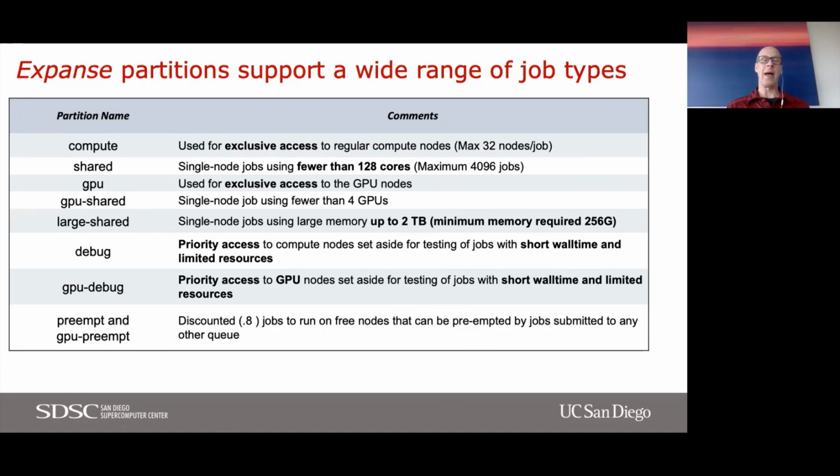And then we also have debug queues that give you priority access with very short wall times. These are excellent for testing and development. And then finally, we have a preempt queue and a GPU preempt queue, where you can run your jobs at a discount on free nodes, but they could be preempted by jobs submitted to any other queue. So with that, that is my final slide, and I will wrap up.